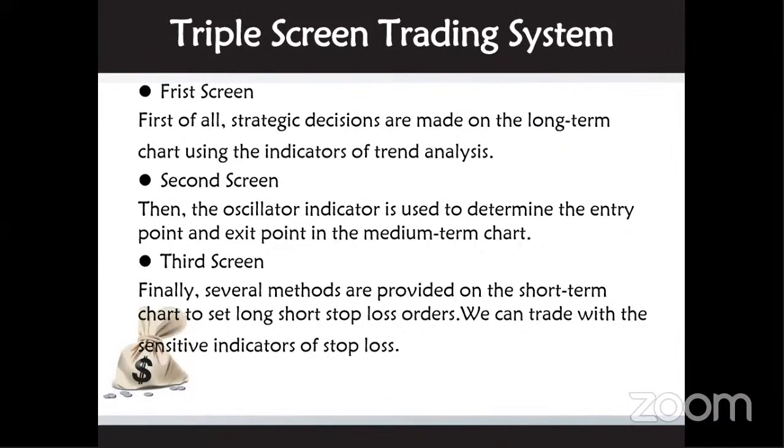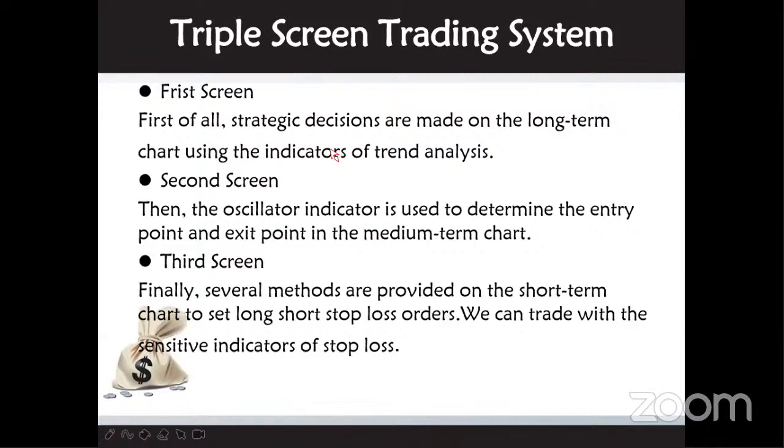And the third screen, finally, several methods are provided on the short-term chart to set the long, short or stop loss orders. We can trade with sensitive indicators for stop loss. So which means for the third screen, normally we just use the indicators which can help us to do the stop loss, which means the very obvious buy and sell indicators. So in this aspect, in Homing software, we have this kind of indicator which can help us to make it.